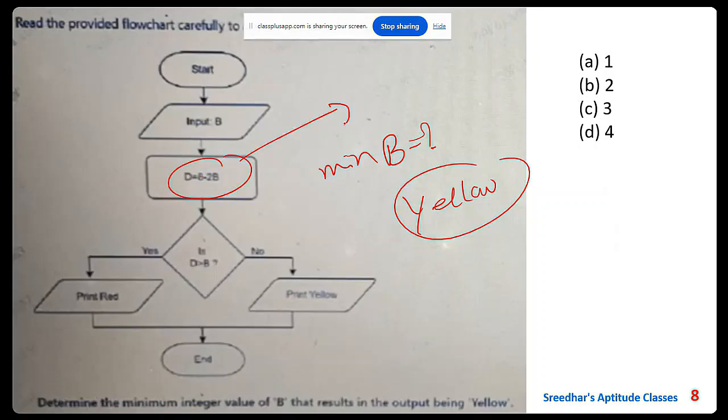By the way, D is equal to 8 minus 2B. Input is B. We are giving input as B, and D is 8 minus 2B. If the output has to be LO, what is the minimum value of B is the question. Here it is, is D greater than B? If yes, we will go in this way. If no, we'll go in this way. What is your answer?